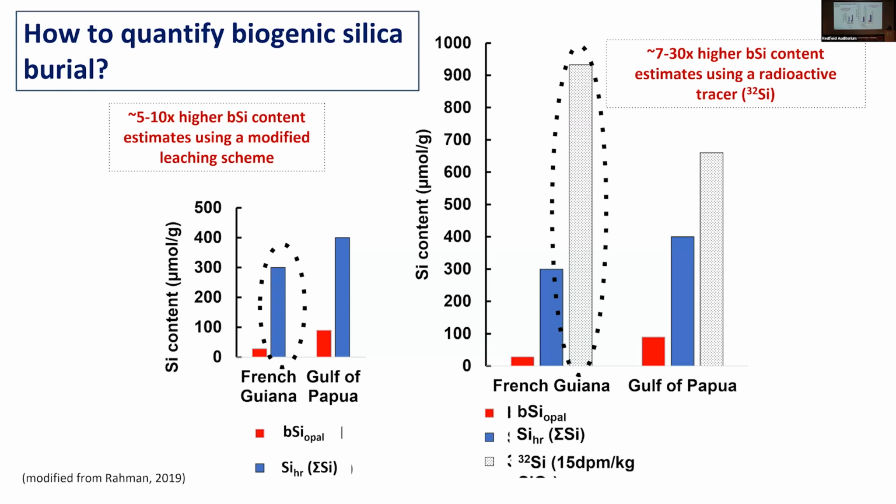You've tagged your diatom frustule with silicon-32 naturally, and if you can retrieve that activity in your sediment column, then you get a much more accurate estimate of how much biogenic silica is actually in there. So that's my plug for using silicon-32. Go out and buy a beta counter and do it, because we only have a few data points. Again, these estimates are much, much higher once you actually use a radio tracer.